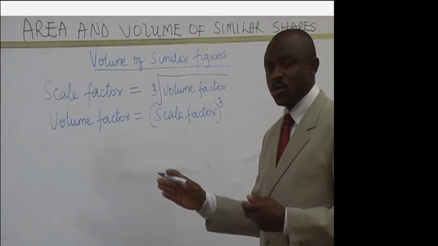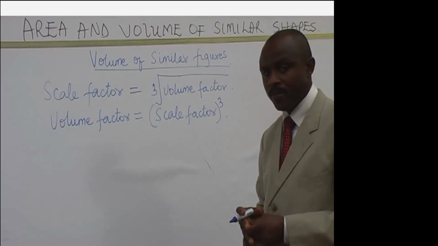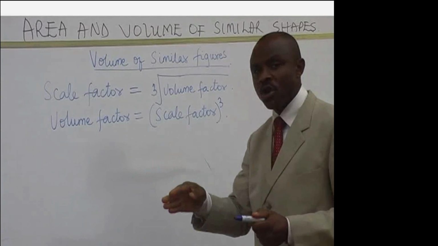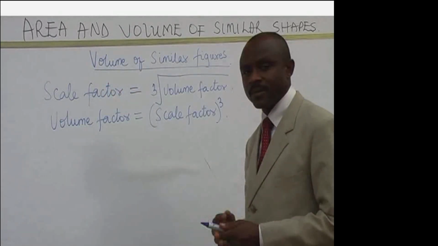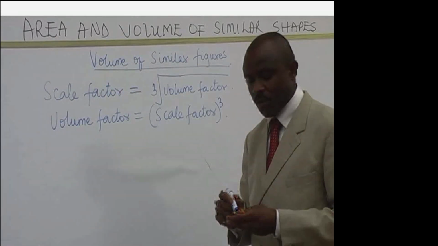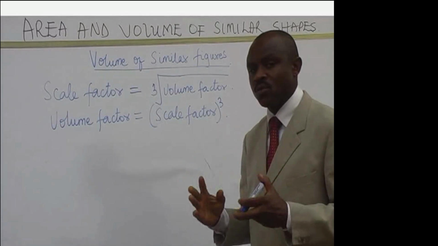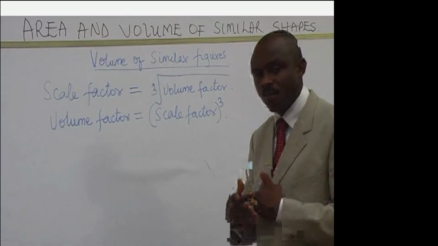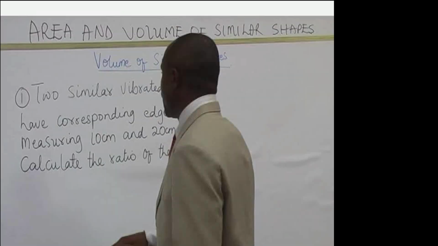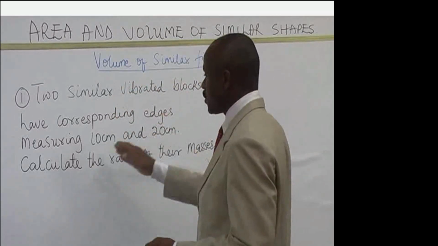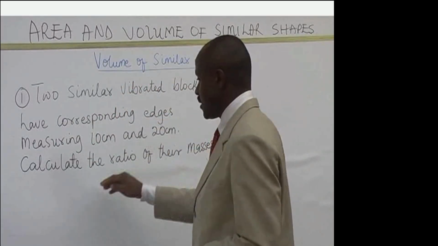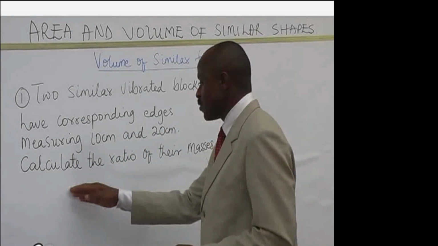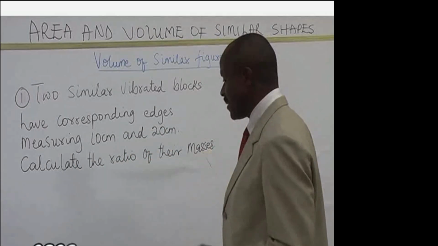When we get into solving problems properly now, we are going to be mentioning volume factor, or ratio of volume, and scale factor. If you pay attention, you are going to understand how to marry both of them in solving questions. It says two similar vibrated blocks have corresponding edges measuring 10 cm and 20 cm. We are asked to calculate the ratio of their masses.